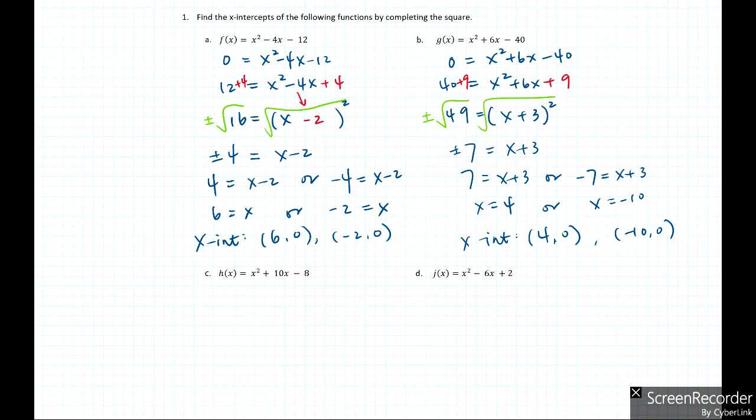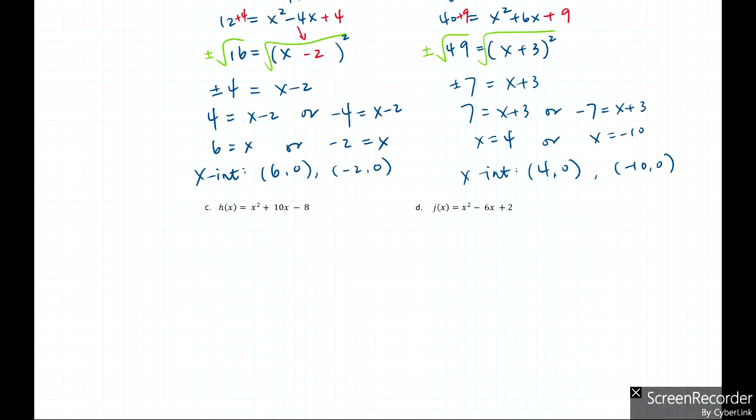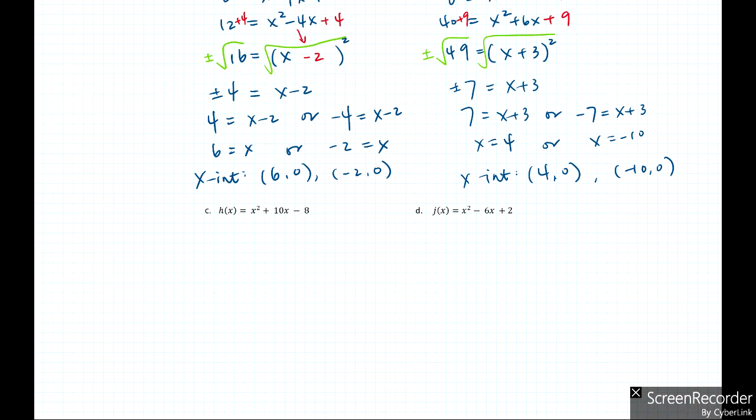Moving on to part C, we're still repeating the same process. We want to isolate the variable terms by themselves and the constant by itself. And altogether, you should see that 8 is equal to x squared plus 10x from here. And for the trinomial, we need x to start, and half of 10 gives us 5 squared. And compared to what we started with, the last times last would be 5 times 5, which is 25. So plus 25 on both sides. And that gives us 33 is equal to x plus 5 squared.